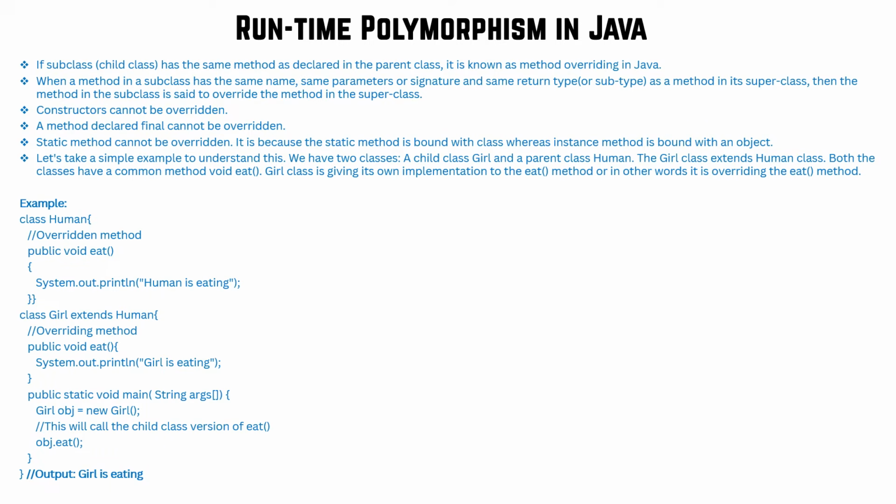So if the subclass or child class has the same method as declared in the parent class, it is known as overriding in Java. When a method in a subclass has the same name, same parameters or signature, and same return type as a method in the superclass, then the method in the subclass is said to override the method in the superclass. Constructors cannot be overridden. A method declared final cannot be overridden. Static methods also cannot be overridden, because a static method is bound within the class, whereas an instance method is bound within the object.